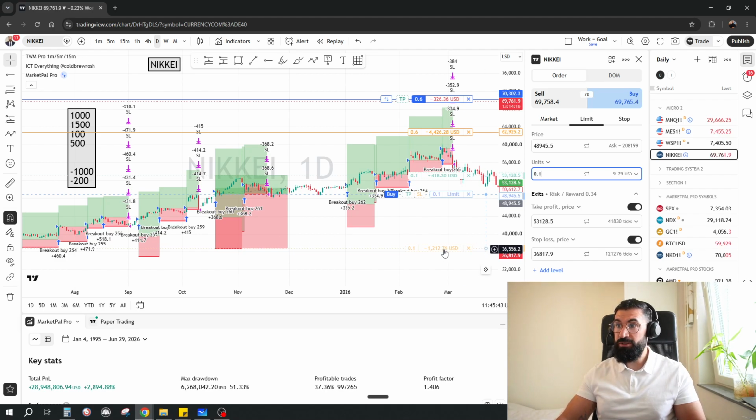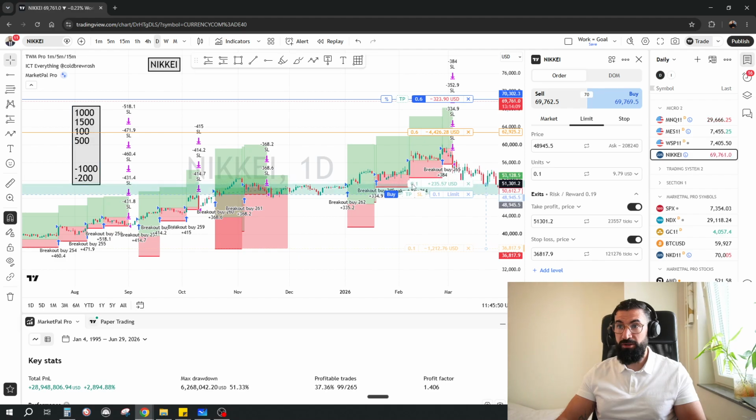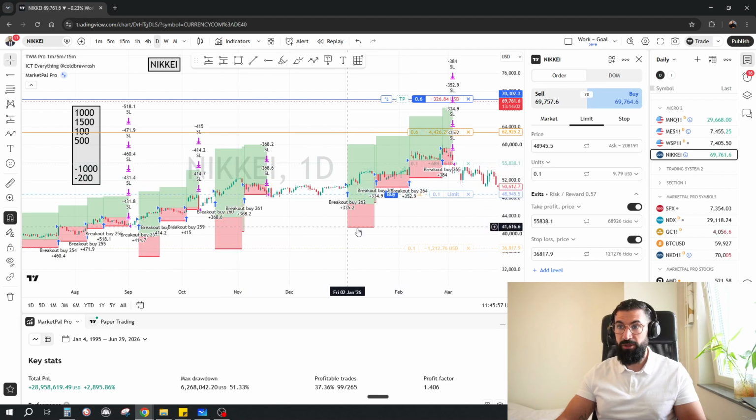Let's see, how much is the stop loss area? Yeah, that's fine. The stop loss area is at $1,200. That is fine. So where is our take profit? Our take profit is $17. So nothing. I don't even want to write something.